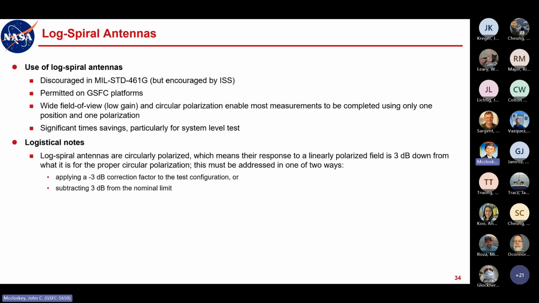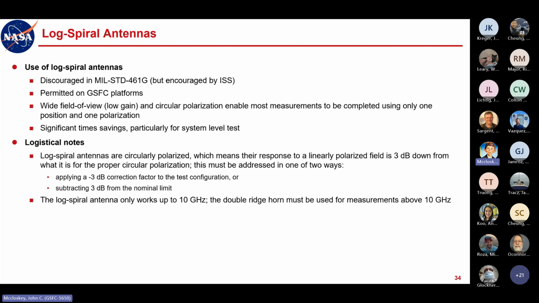If it's a linearly polarized wave, what comes out of the circularly polarized antenna is going to be 3 dB down from what it would be if you were actually measuring a proper circularly polarized wave.